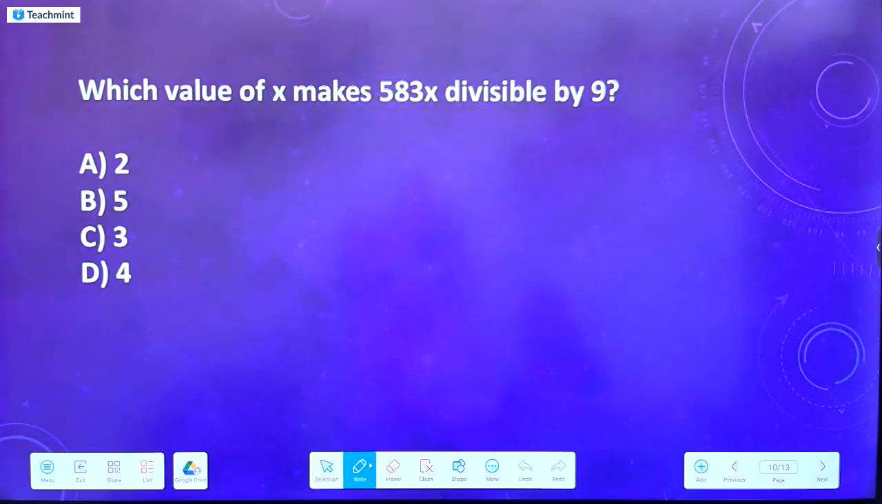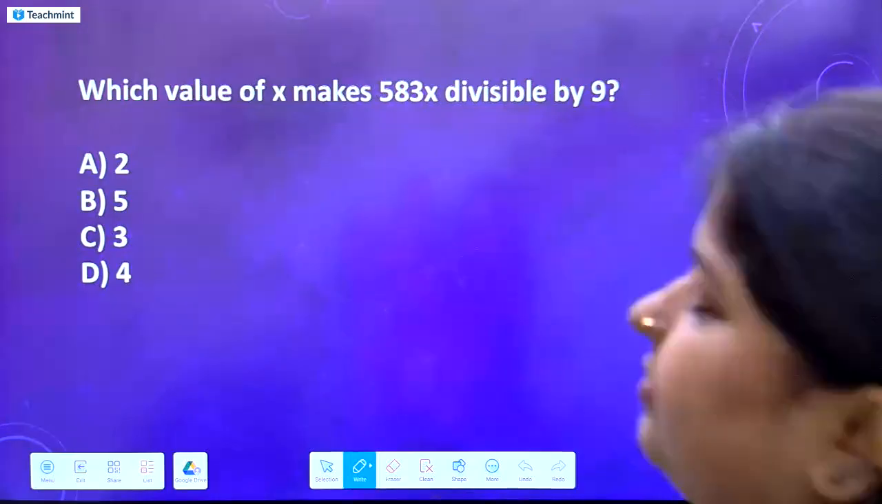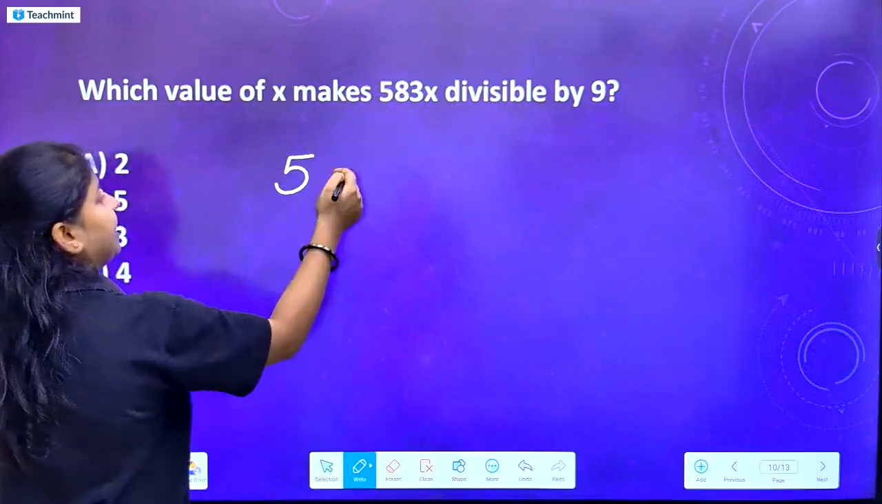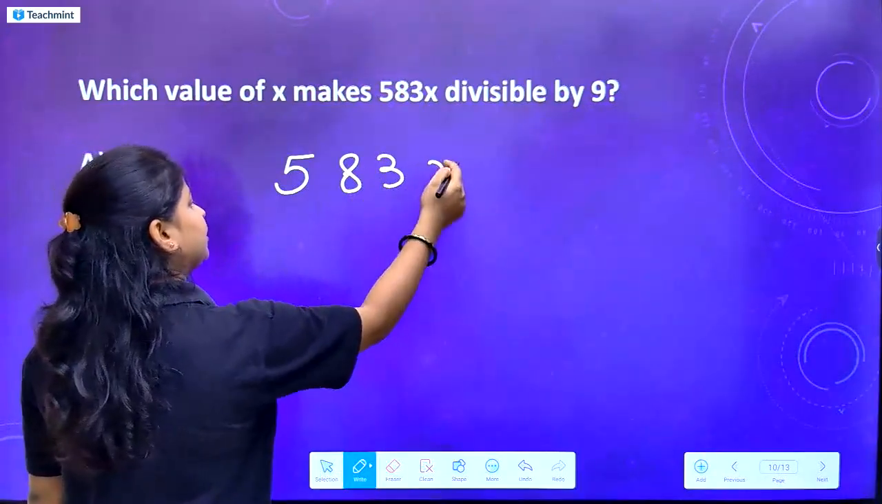Only 4 correct answers: Karthik, Siddhant, Harshika and Adya. Very good, beta. But only 4 correct answers. Why? 5, 8, 3 and x you have, right?